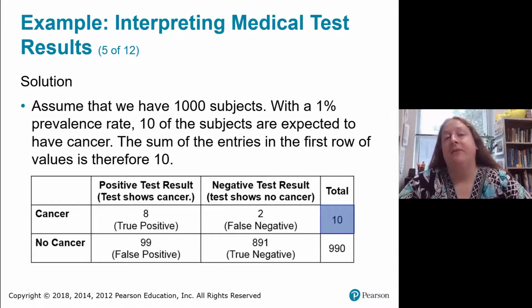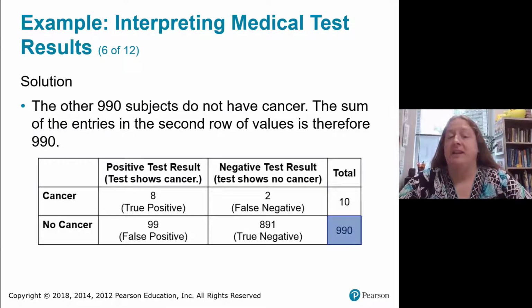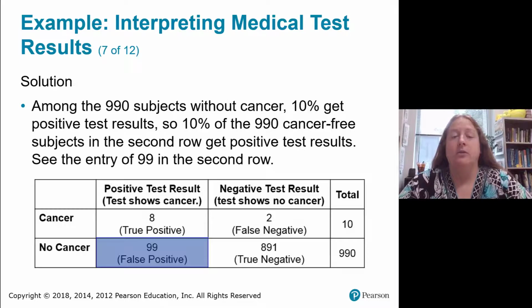So with a 1% prevalence rate, 1% of 1,000 is 10 of the subjects expected to have cancer. So in my cancer row, my total number of subjects needs to be 10. That's where that blue highlighted number 10 came from. If 10 of my subjects have cancer, that means 990 of them do not have cancer. So that's where the blue highlighted 990 came from. If we total 990 plus 10, we get our 1,000 subjects.